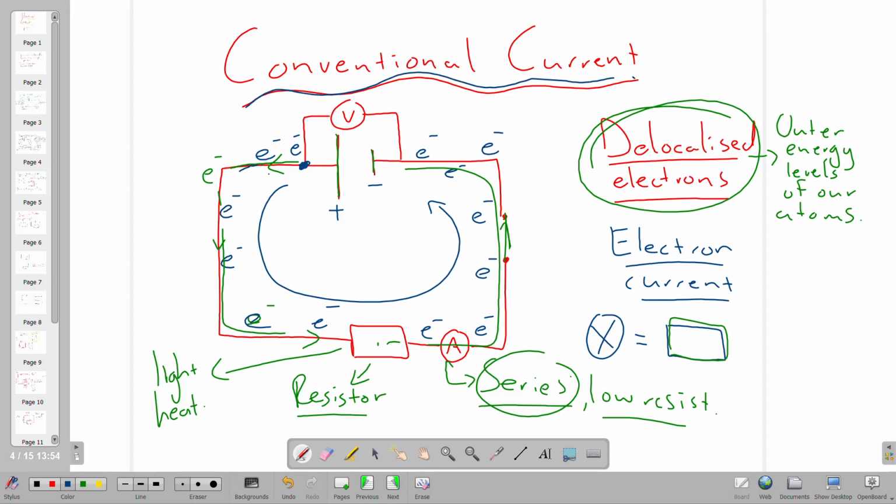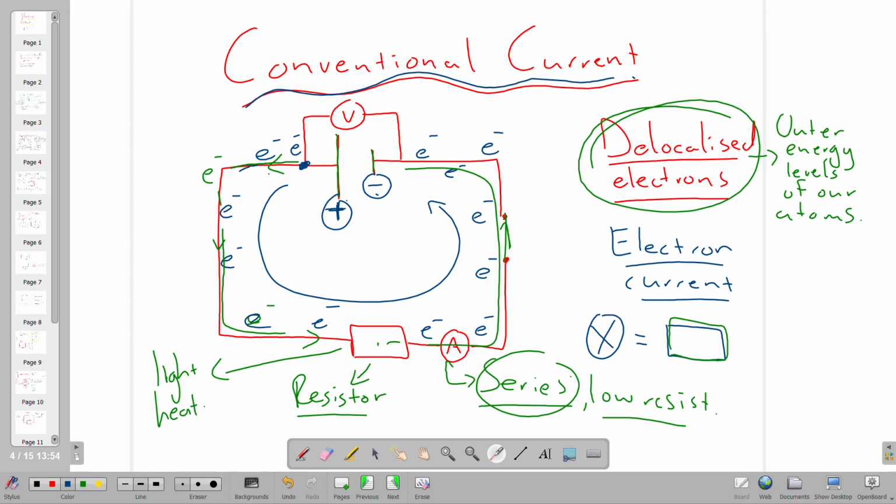Conventional current tells us that current flows from positive over here to negative. In reality, current actually flows all the way from negative through to positive. But due to the history of circuits, originally people thought that it flowed from positive to negative, so we are taught at high school level to use conventional current, which flows from positive to negative. The actual current we call electron current, which is negative to positive. I hope that makes sense.